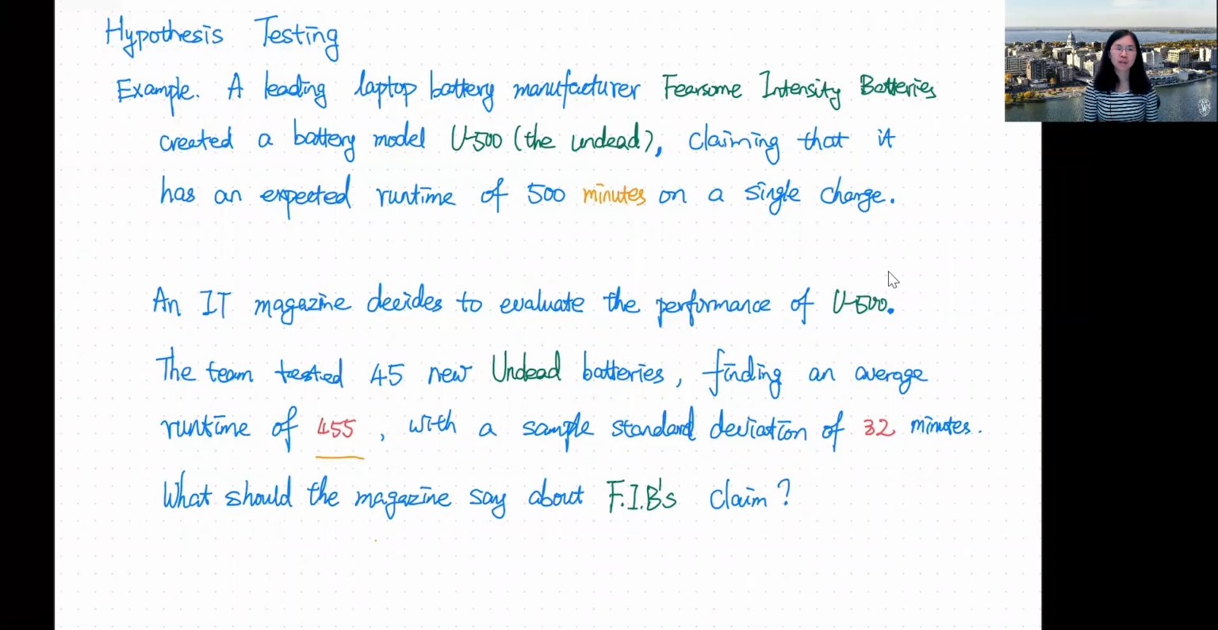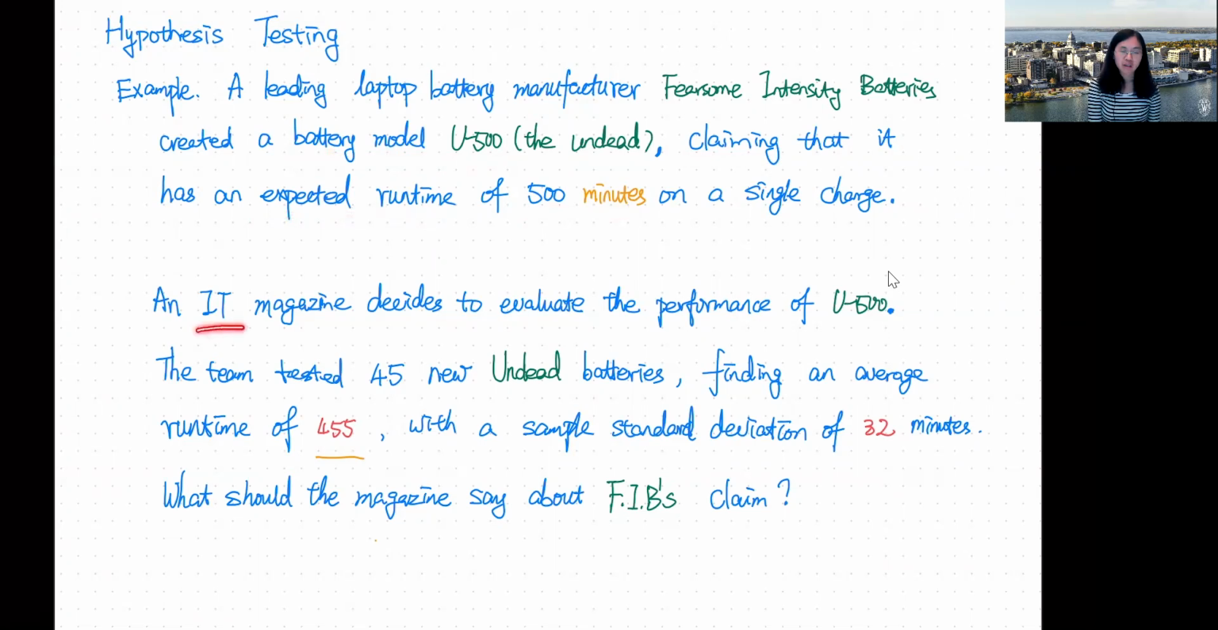In this video, we'll talk about hypothesis testing. I'm going to start with an example from the textbook to give you an idea of what kind of problems hypothesis testing deals with. In this example, we consider a leading laptop battery manufacturer, Fearsome Intensity Batteries. This company created a battery model U500, and the company claims that the battery has an expected runtime of 500 minutes on a single charge.